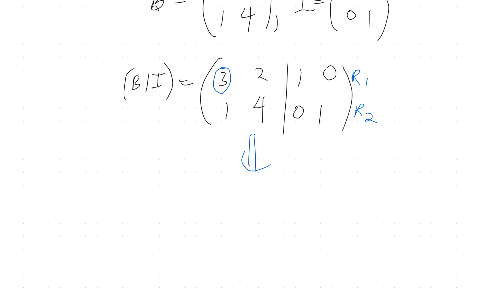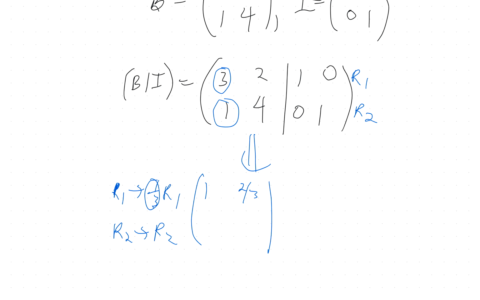So I just say the new row 1 would be 1 over 3 of the old row 1. And of course, the new row 2 will be the old row 2. Nothing changed, because we just need to get this one to be 0 along the line, but let's take care of this one first. So 1 over 3 times 3, that is 1. 1 over 3 times 2, that's 2 over 3. And then 1 over 3 times 1, that's 1 over 3. 1 over 3 times 0, that is 0. And then this one remains the same. You have 1 over 4, 0, 1. So now you have a new row 1 and a new row 2.